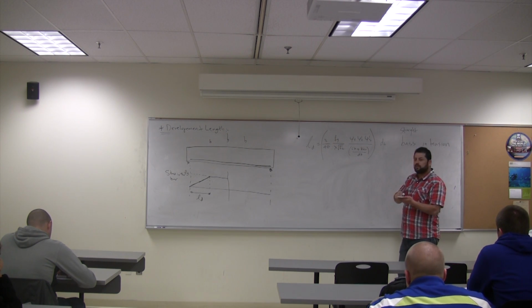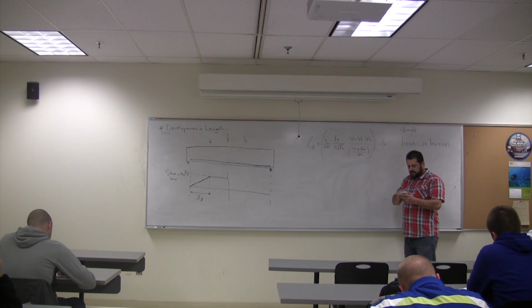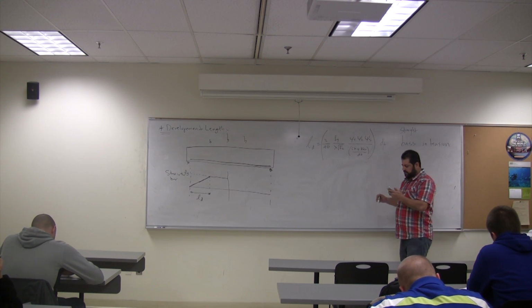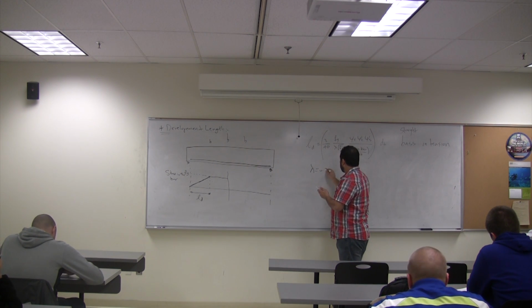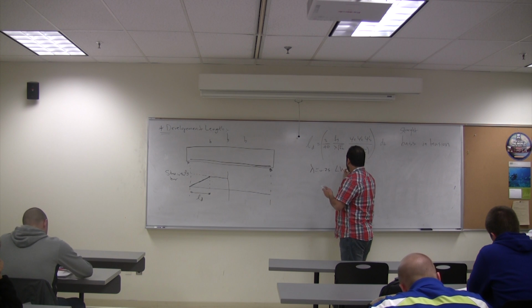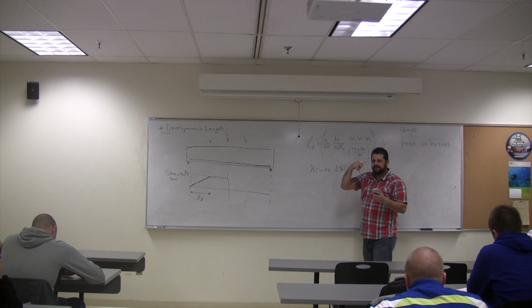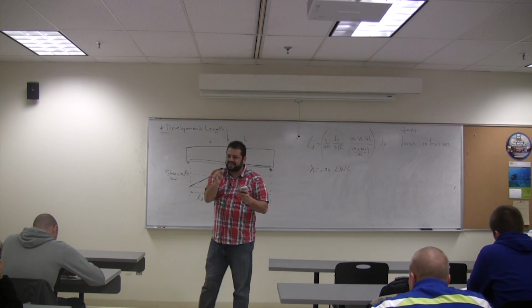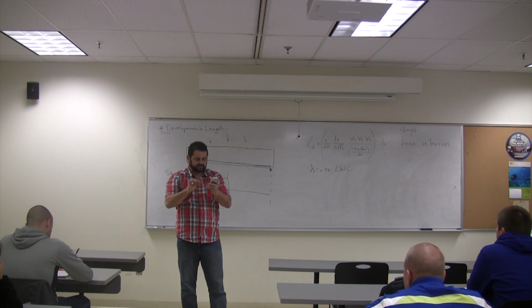So if it's normal weight concrete, lambda equals 1. If it's a lightweight concrete, 0.75 for lightweight concrete. And sometimes if the splitting tensile strength of lightweight concrete is specified, there is a way to do it, but you don't have to follow that procedure.